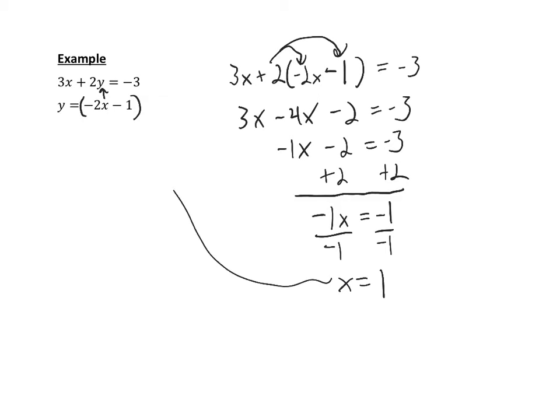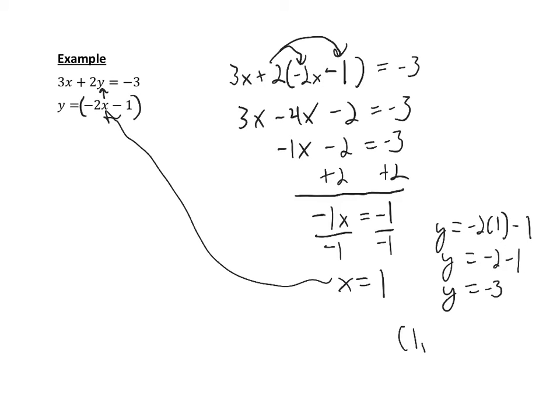We can then take that x and plug it in to find y. Y equals negative 2 times x minus 1. Y equals negative 2 minus 1. So in this case, y is going to be negative 3. So our solution is (1, negative 3).